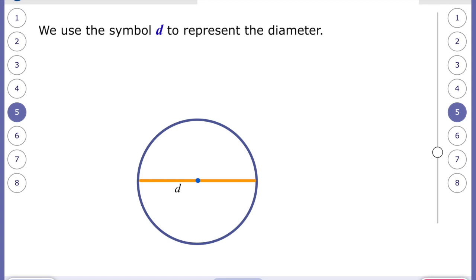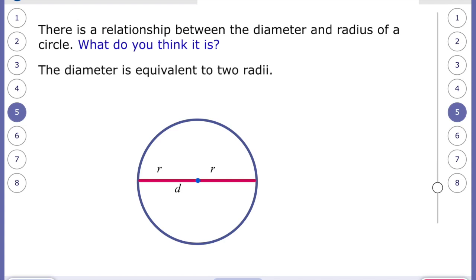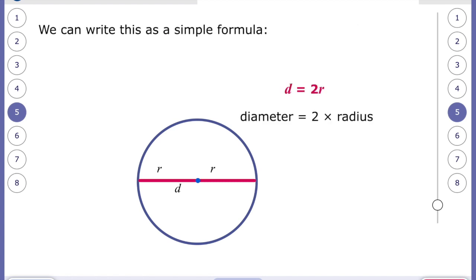And we're going to use the symbol D to represent diameter, D for diameter. So there is now a relationship between the diameter and the radius. And if you look, the diameter is equivalent to 2 radii. So we can write a really simple formula. The diameter, or D, equals 2r. The diameter equals 2 times the radius.